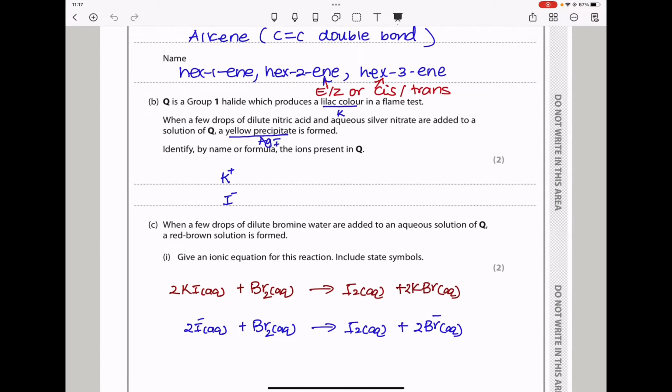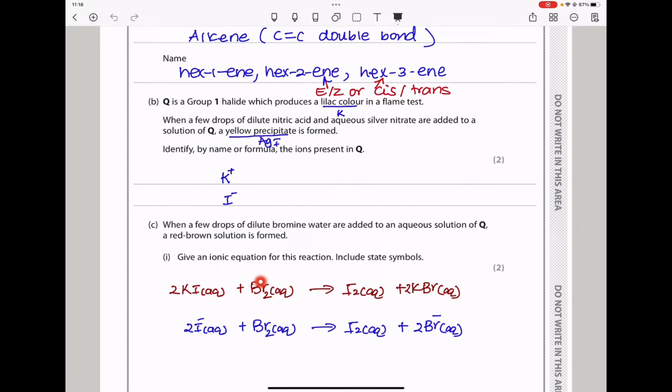So down here, they say when a few drops of bromine water are added to an aqueous solution of Q, a red-brown solution is formed. They want you to give an ionic equation for this reaction and include state symbols. Now this is a reaction between bromine water and a solution of potassium iodide. So potassium iodide plus aqueous bromine.